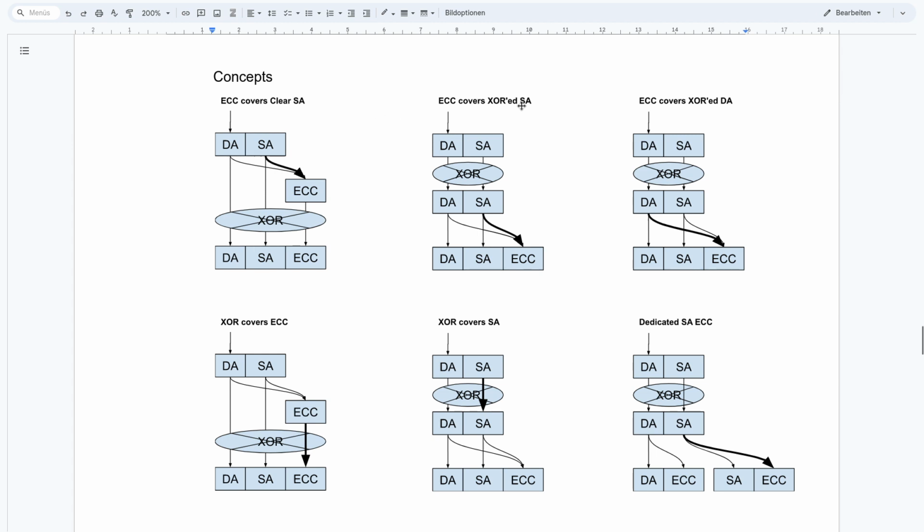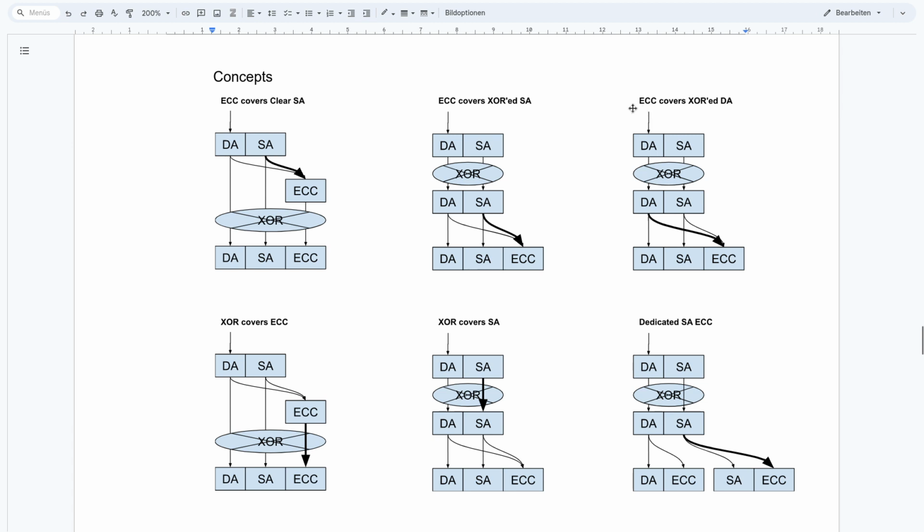The next topic is ECC covers XORed service area. This time it looks like this when we do a write request. At first the data area and the SA area are created. Then both of them are XORed. So we have XORed data and XORed service area here. Then the ECC is calculated from both the XORed data area and the XORed SA area. So the ECC here is covering the XORed SA. It's not covering the clear SA that we have over here, but it's covering the already XORed service area.